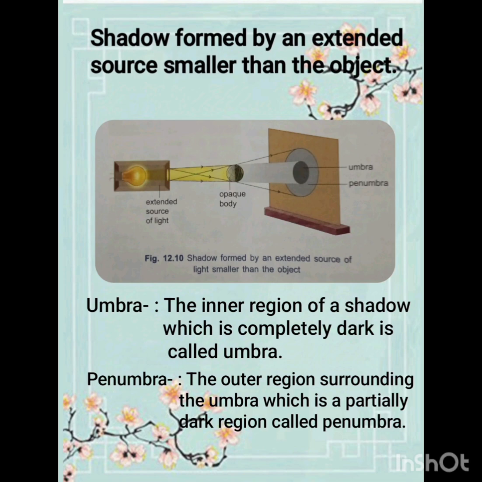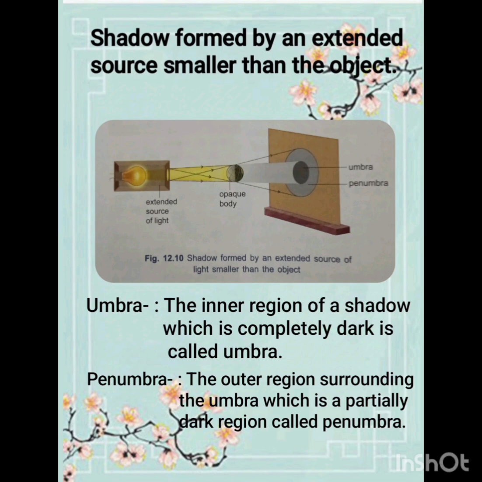When an opaque body is placed in front of an extended or slit source, the shadow formed on the screen behind the object has two regions. First is the inner region of the shadow, which is completely dark, called the umbra, and the outer region surrounding the umbra, which is a partially dark region, called the penumbra.